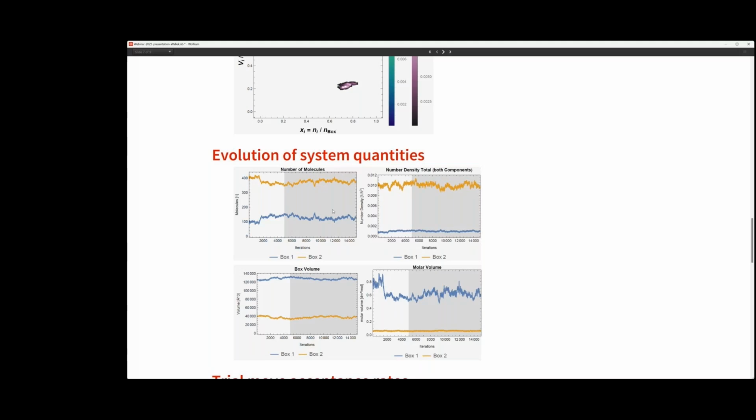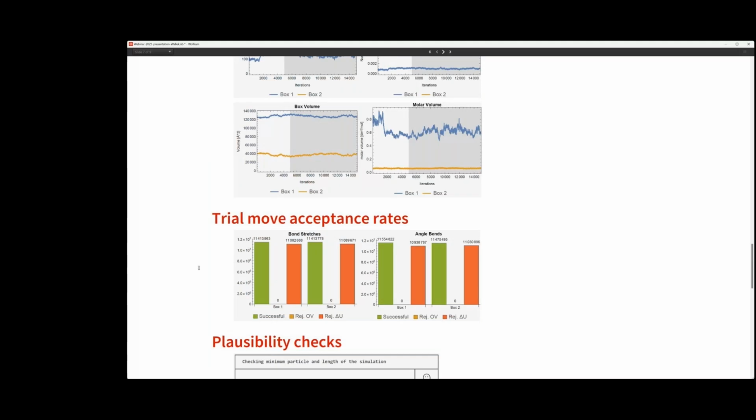Next, the acceptance rates of the trial moves are another very important quantity that gives you feedback on the effectiveness of the trial moves. This example here shows the acceptance rates of bond stretches and angle bends, where we see roughly the same number of accepted and rejected trial moves, which indicates a fairly sound distribution of these moves.